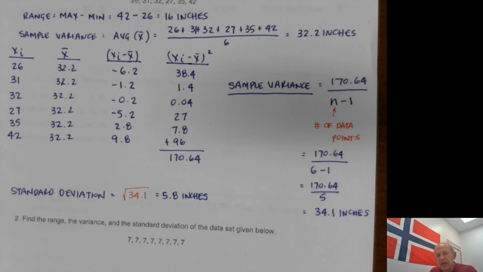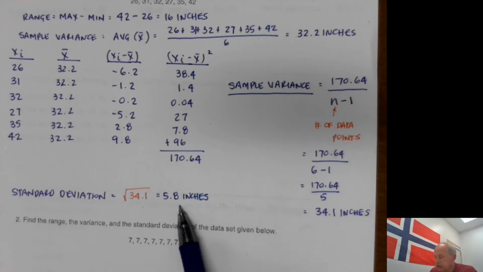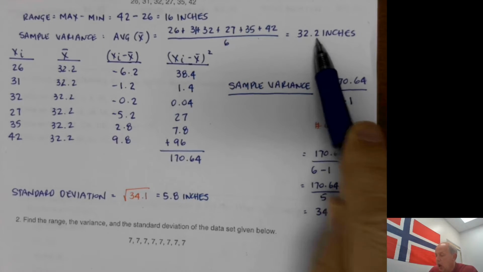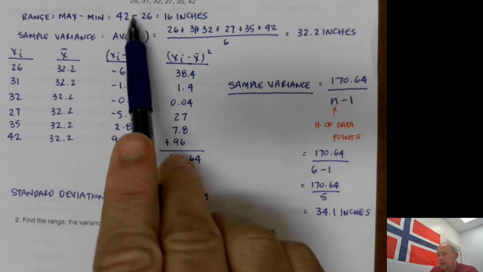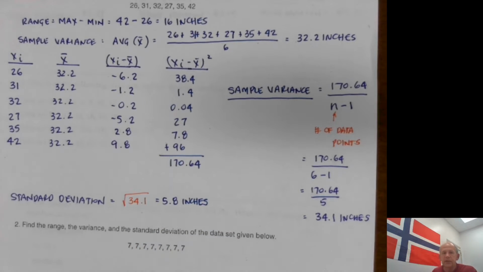What standard deviation means is that, on average, a typical child is 5.8 inches away from that 32.2 inch average for the class height. Could be taller, could be smaller, but that's a pretty significant spread. You can see by the actual data points that there's a lot of spread in that data.